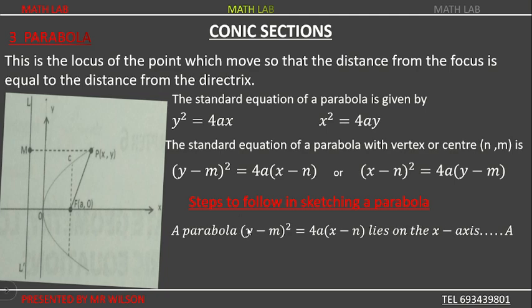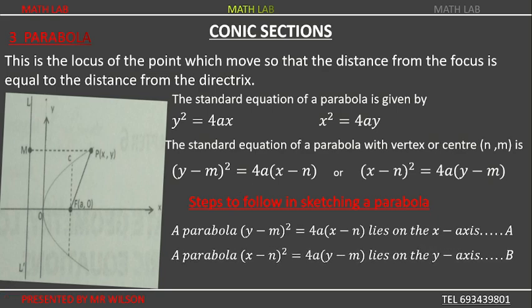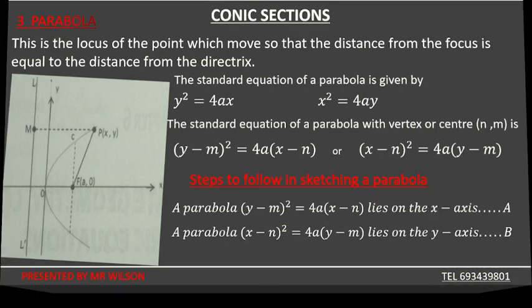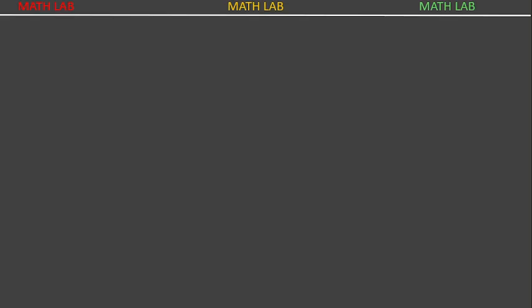A parabola (y minus m) all squared equals 4a(x minus n) lies on the x-axis. Straightforward and direct, there's no particular condition. It's only if the equation is in this form that it lies on the x-axis, and for the second form, it will lie on the y-axis. So let us now study our different cases to get some derivations.